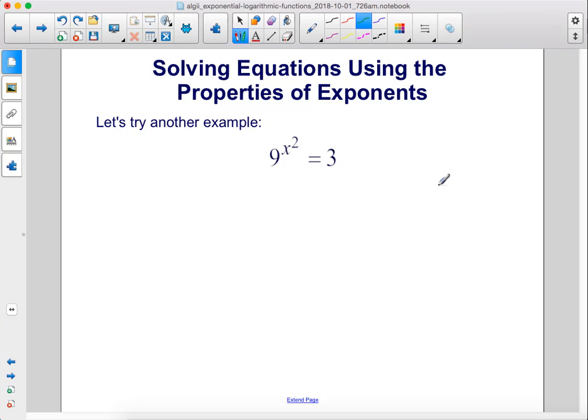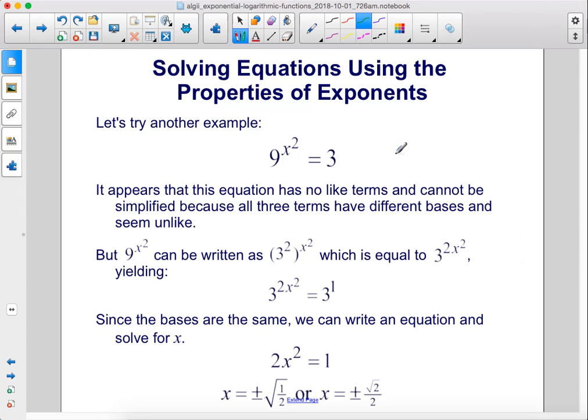Let's try another example. 9 to the x squared power equals 3. It appears that this equation has no like terms and cannot be simplified because all three terms have different bases and seem unlike. But 9 to the x squared power can be written as 3 to the second power to the x squared power, which is equal to 3 to the 2x squared power, yielding 3 to the 2x squared power equals 3 to the 1 power.